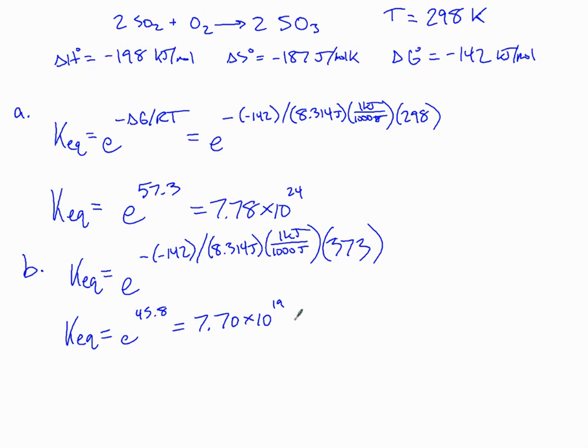Everybody's answer agree with this one? Okay. So from here to here, we increased the temperature. The value of the equilibrium constant went down, but this is still an incredibly large number. It means this reaction is going to go through pretty fast.